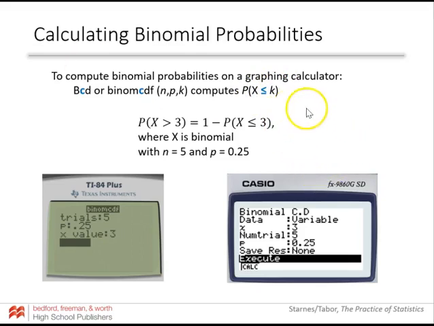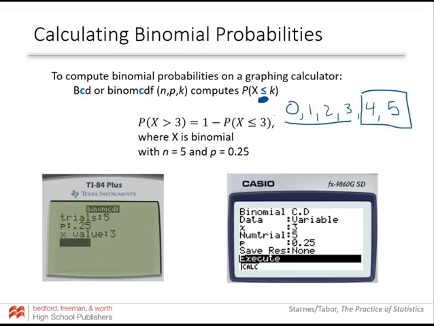So if this couple has 5 children, let's think about the possibilities. 0 of them could have type O, 1, 2, 3, 4, or all 5. The problem is asking us for the probability that X is greater than 3. That means we want these two. But the calculator only finds less than or equal to probabilities. So if I put 3 in, the calculator is going to find this probability.